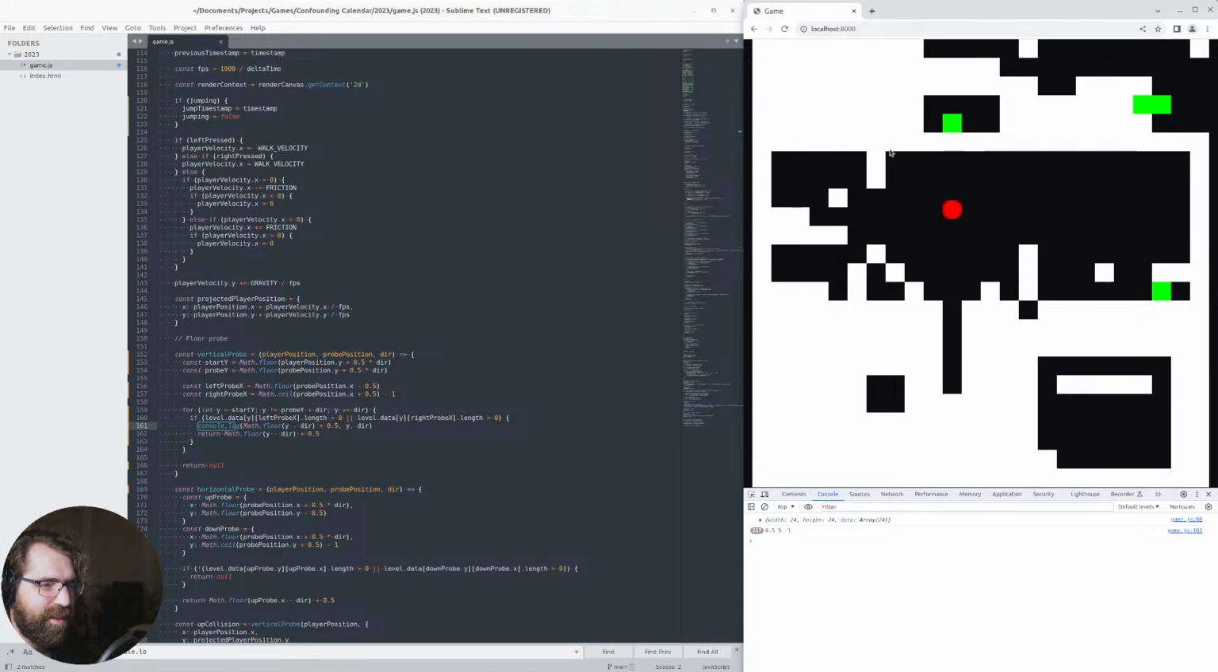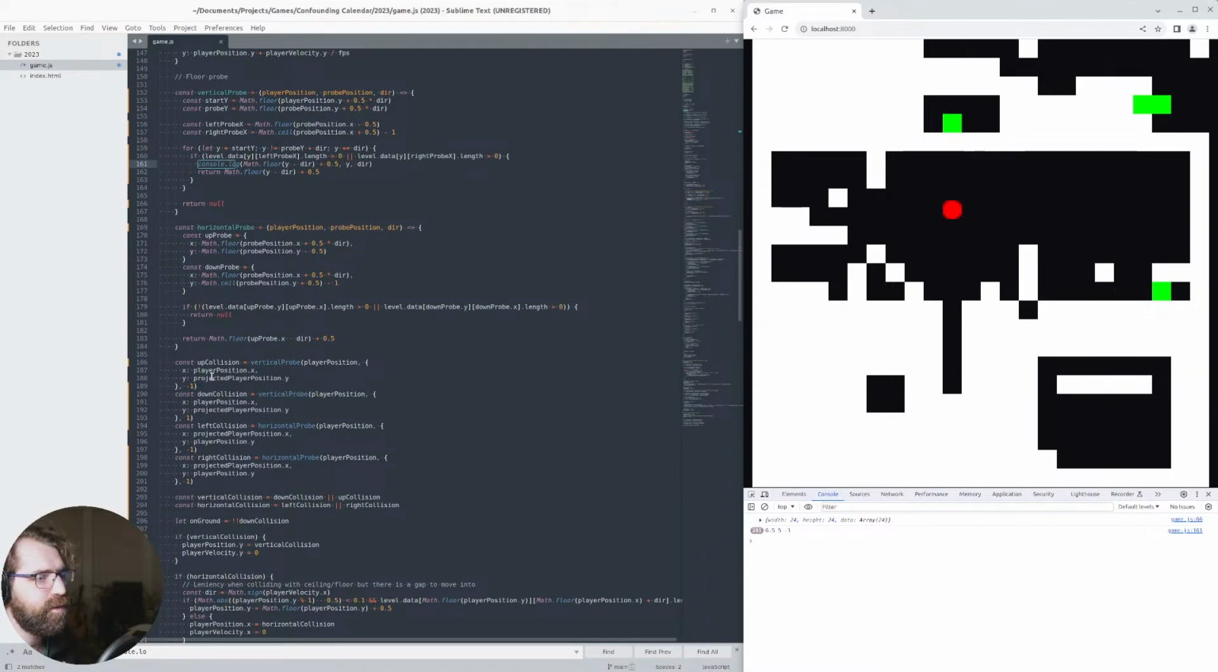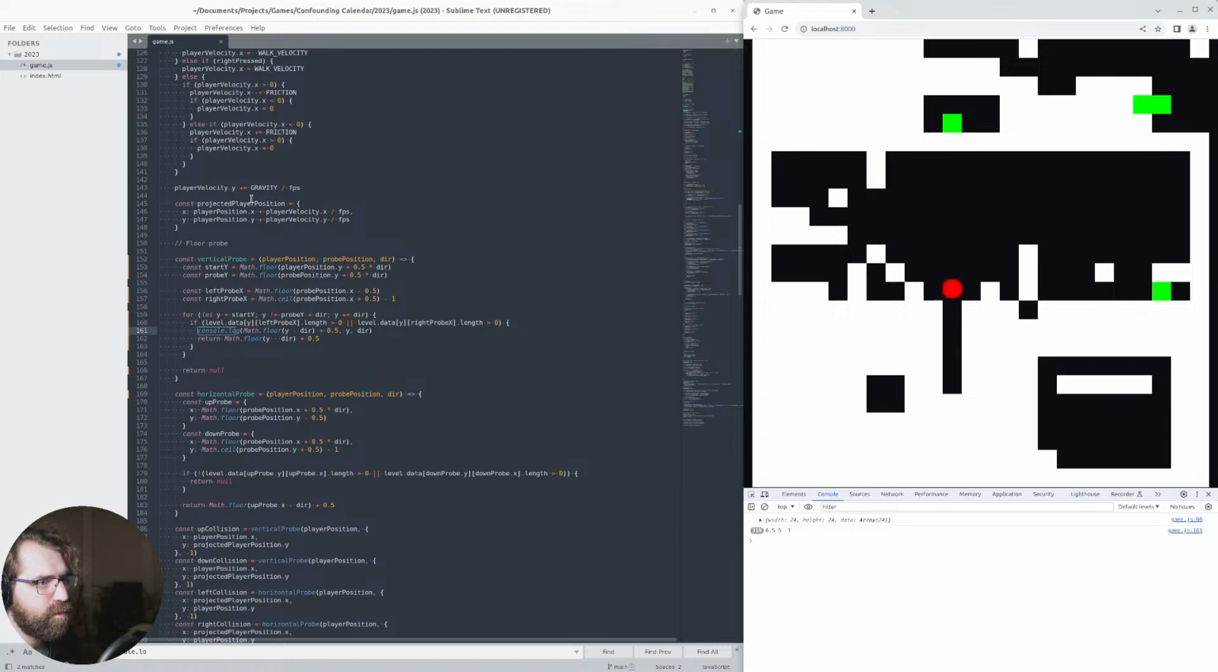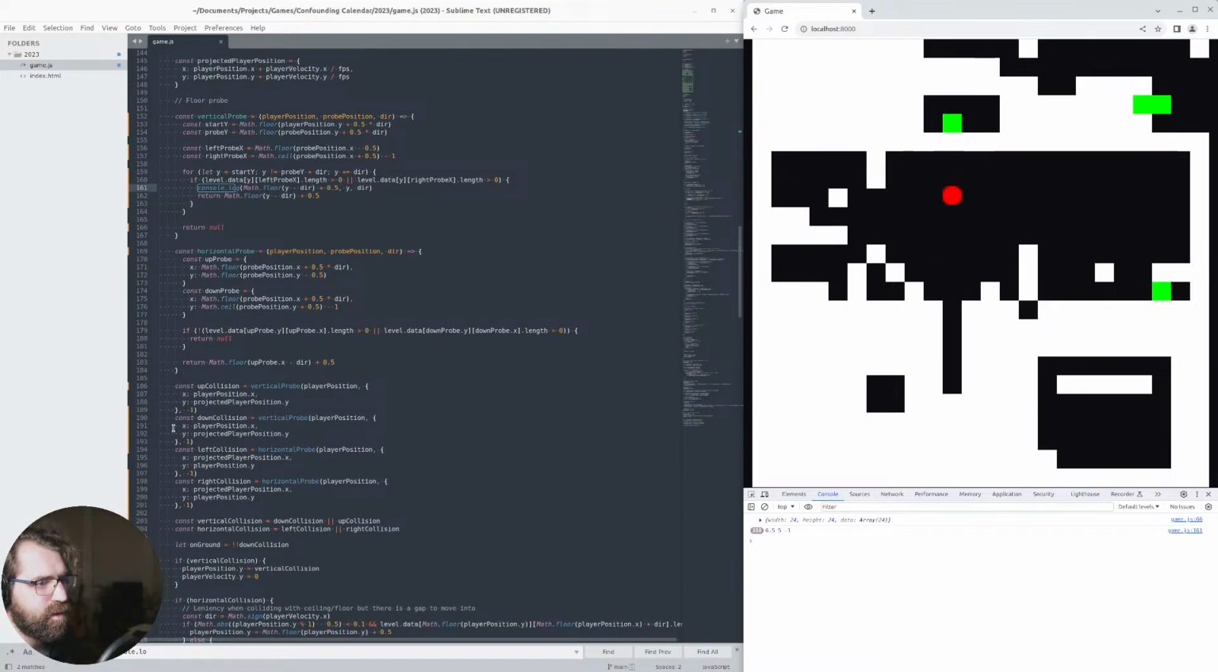Why is it detecting the ceiling? I'm not falling upwards. Although, I see... Do I see? I don't really see. I do an upwards check, but only in the projected direction. My projected direction is in the direction of my velocity. So I shouldn't be getting an upwards collision. Oh!